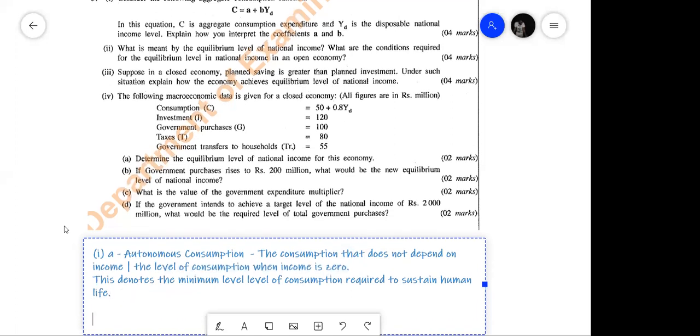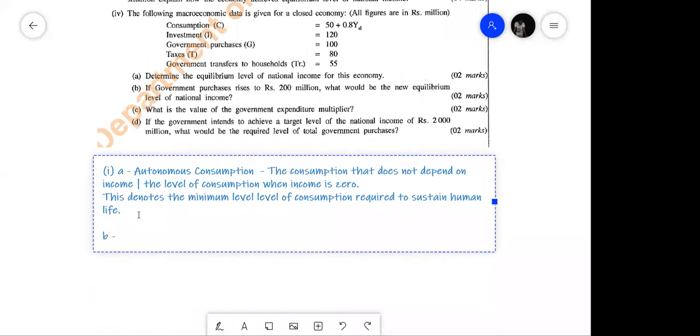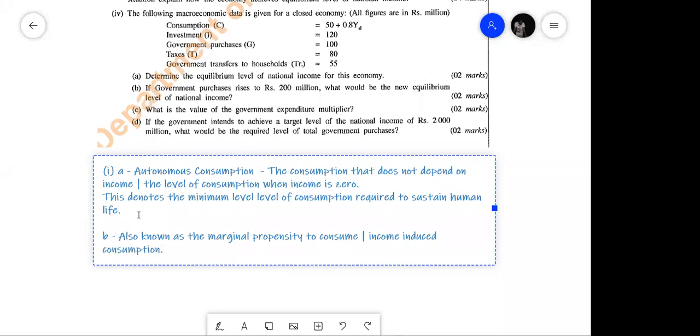Then our B component. What is our B component? What can we write for this? The B component is also known as the marginal propensity to consume, or in other words, we call this income induced consumption.